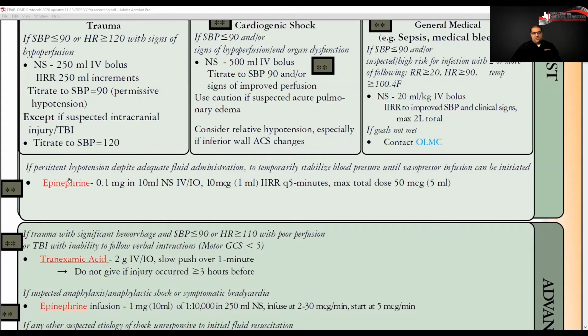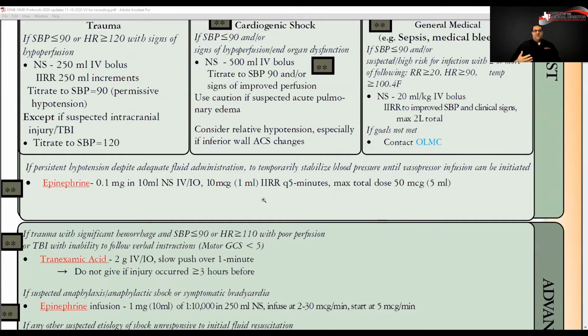So again, you're going to be trained on physically how to perform this. It's actually a relatively straightforward thing to do. You take a 10 ml flush, you squirt out 1 ml of saline, you draw up 1 ml of your 1 in 10,000 epinephrine. So you now have a 1 in 100,000 solution, or basically 10 micrograms per milliliter. And then you'd administer 10 micrograms at a time, up to a total dose of 50 micrograms or so. And again, the goal of this is to just support that blood pressure as a temporizing solution towards getting to vasopressors, or towards getting to the vasopressor infusion.